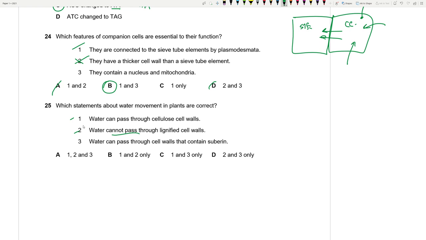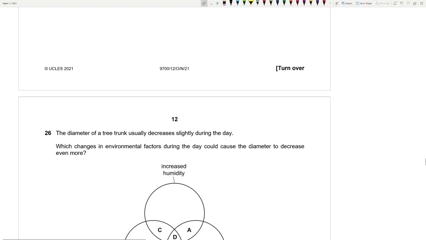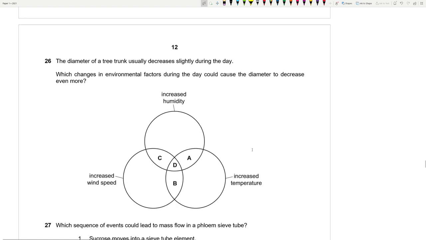Water can pass through cells that contain suberin. No, remember the Casparian strip? Water cannot pass through that. Okay. So 25 is B. It cannot pass through suberin. 26. The diameter of a tree trunk usually decreases slightly during the day. Which changes in environmental factors during the day could cause the diameter to decrease even more?